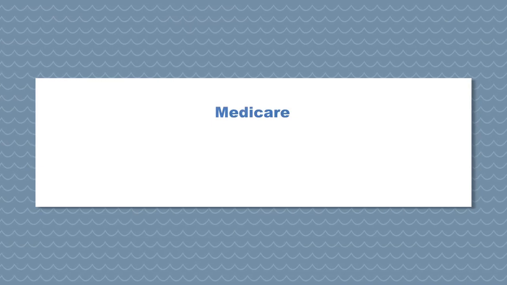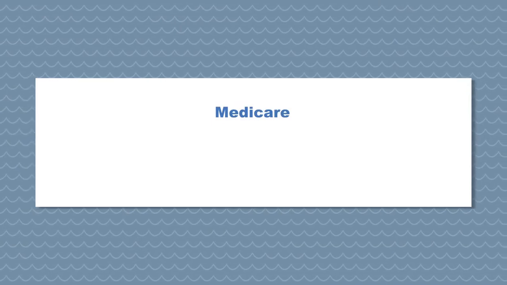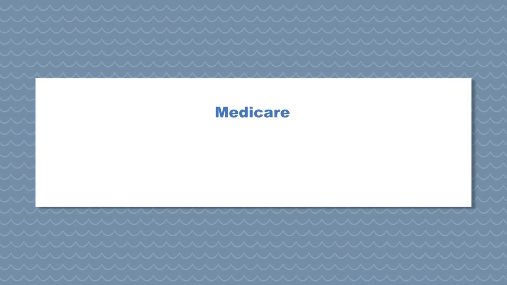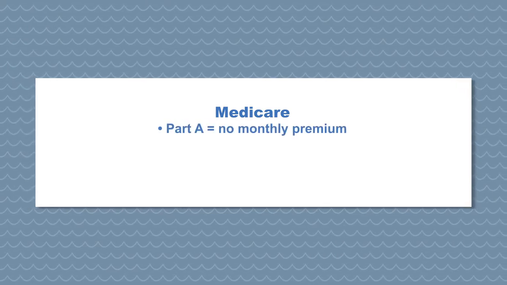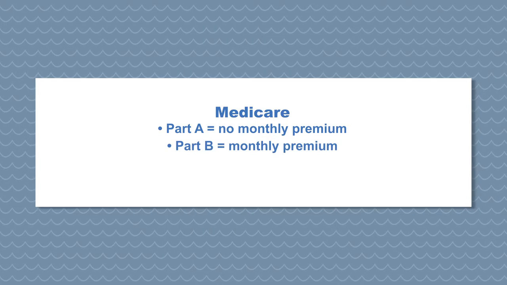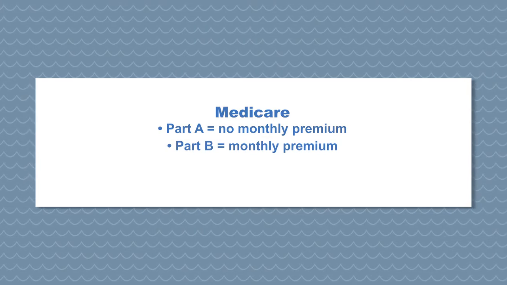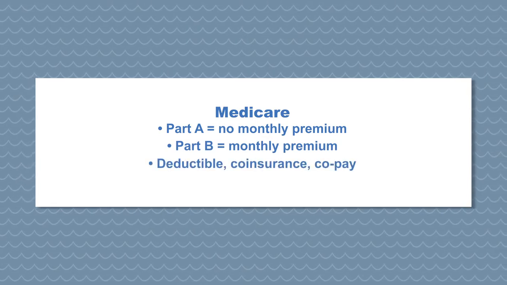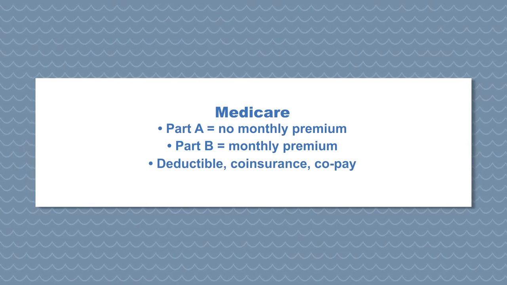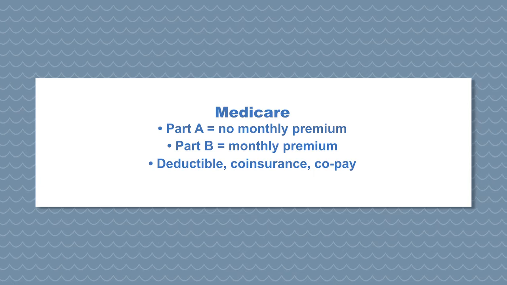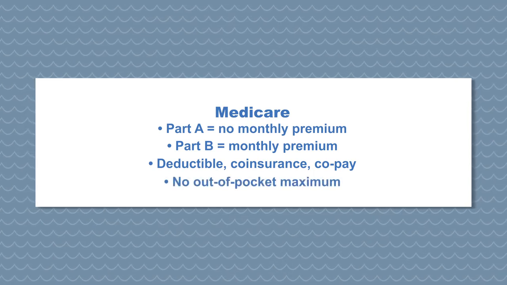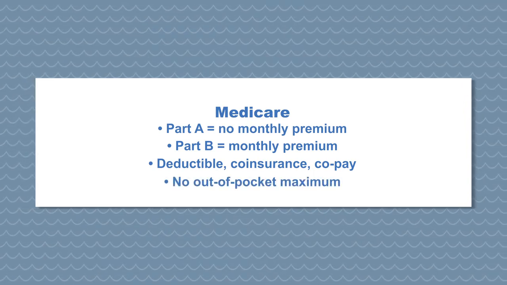If an individual meets the requirement of at least 40 quarters of employment paying into Social Security, they automatically qualify for Medicare Part A coverage with no monthly premium. For Medicare Part B coverage, they will have to pay a monthly premium. They are also responsible to pay deductibles, coinsurance, and copays. If the individual's modified adjusted gross income as reported to the IRS is over a certain amount, they'll pay the standard premium amount and an income-related monthly adjustment amount for their premium.